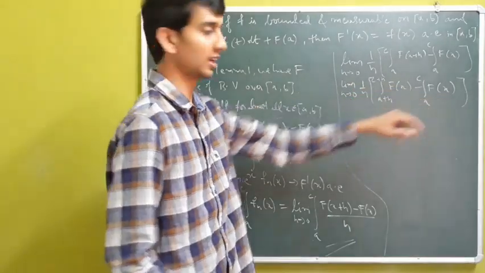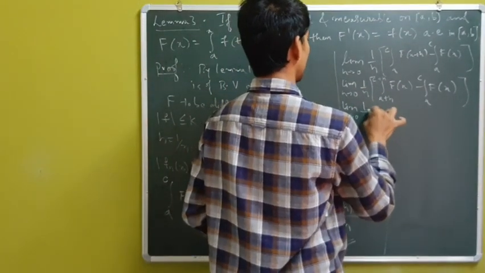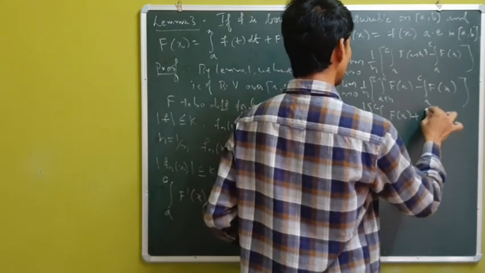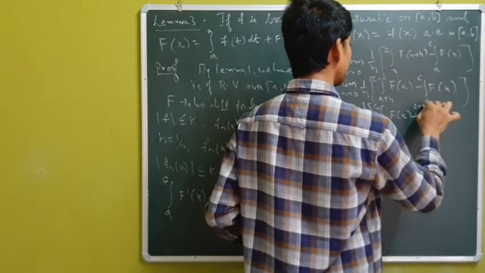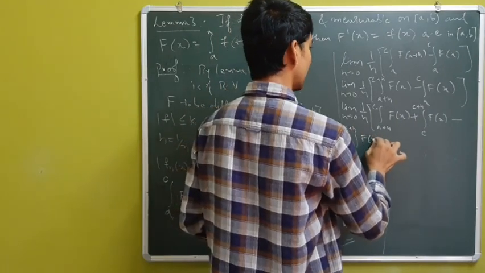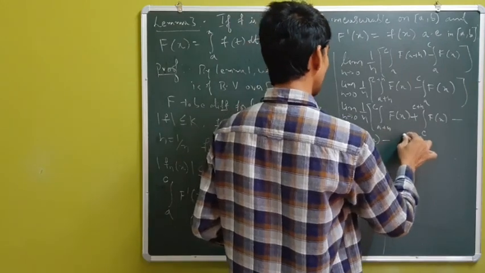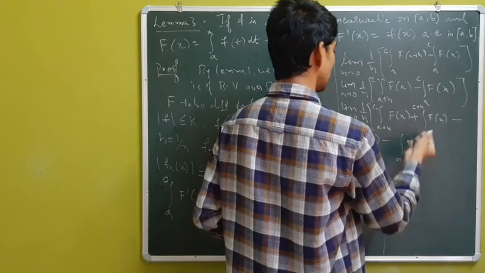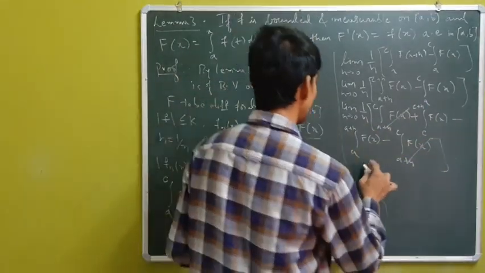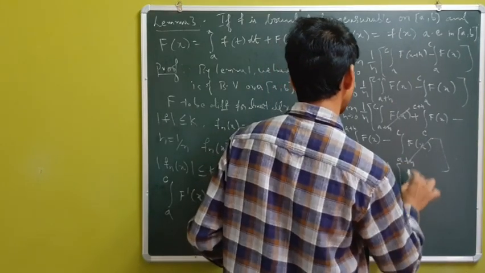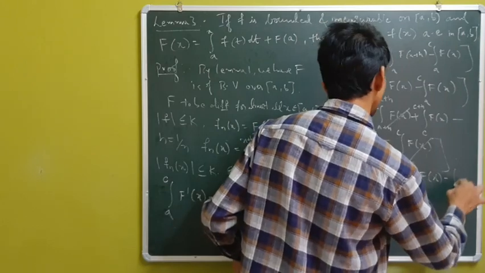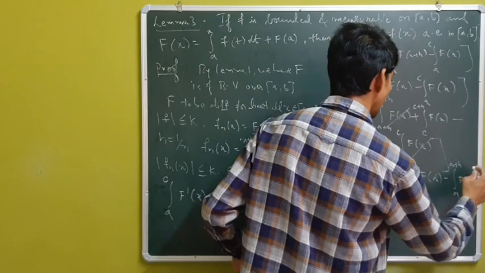Now I will split these two integrals. This is the integral of f of x from a plus h to c, and then the integral of f of x from c to c plus h; and the other is the integral from a to a plus h, plus the integral from a plus h to c. Having split the integral like this, these terms get cancelled. So I am left with the limit as h tends to 0 of 1 by h times the integral of f of x over c to c plus h minus the integral of f of x over a to a plus h.